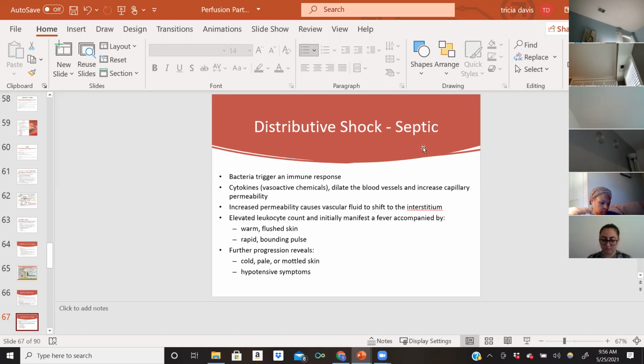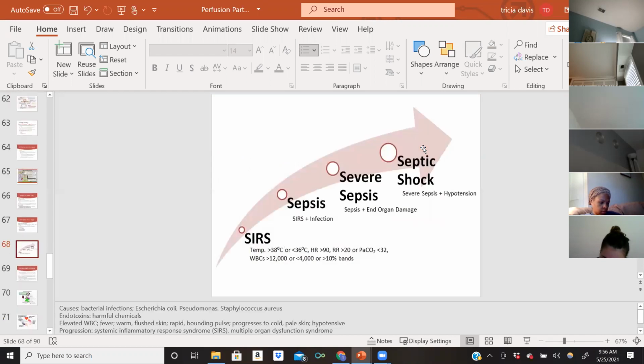As sepsis further progresses, and they become hypoxic, the patient is going to be cold, pale, have mottled skin, and they're going to have those hypotensive symptoms. So the compensatory mechanisms are failing, the patient is progressing, and these are the symptoms that we see. That's a bad sign when you see those symptoms progress. So this is the progression of SIRS to septic shock.